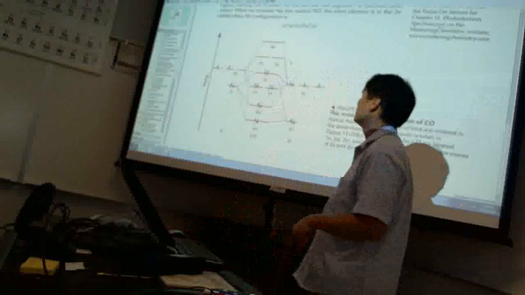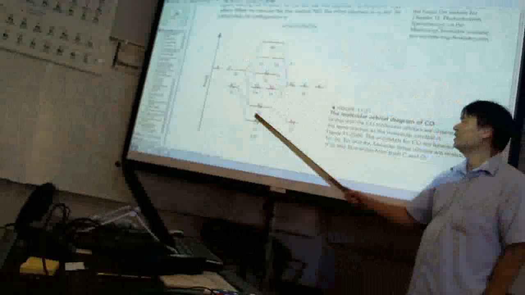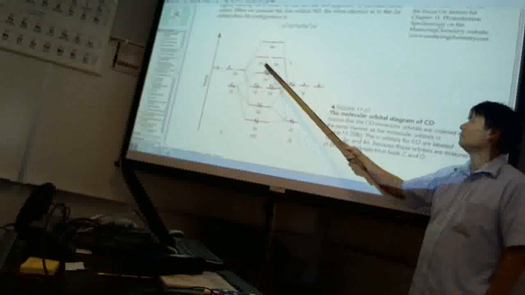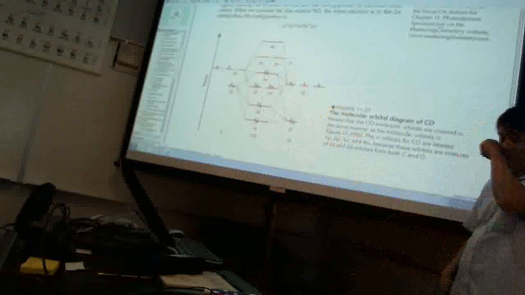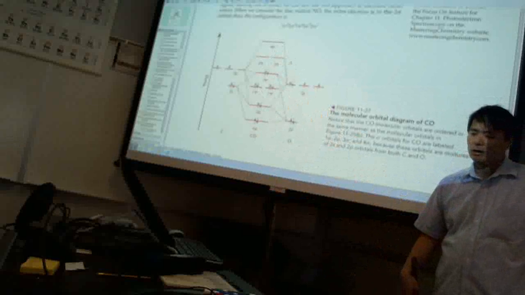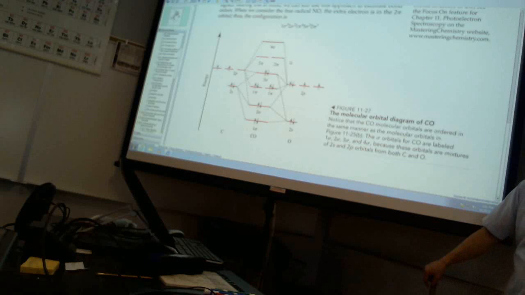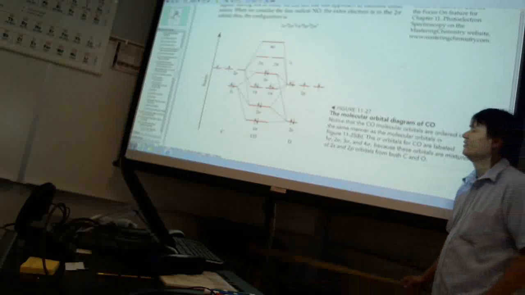Do we use carbon's diagram or oxygen's diagram? So let's take a look at this diagram. Look at the pattern of the MO. What does this resemble? Ignore the labeling scheme. But what does this resemble? Carbon's MO or oxygen's MO diagram? Oxygen? Look again. Which pattern does this represent?